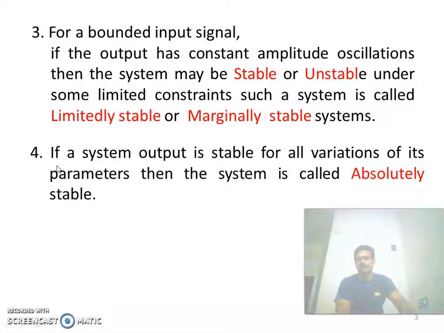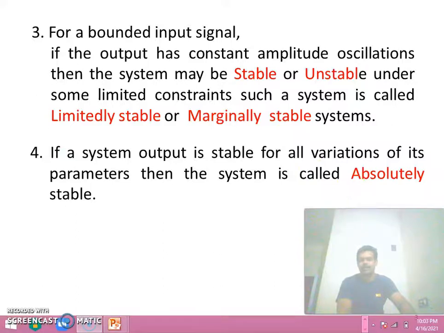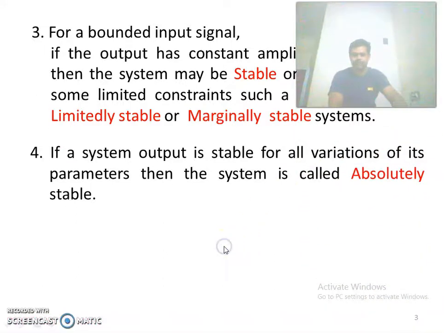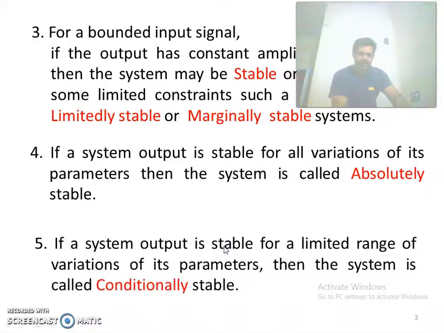If a system output is stable for all variation of its parameters, then the system is called absolutely stable. If the system output is stable for a limited range of variation of its parameters, then the system is called conditionally stable.